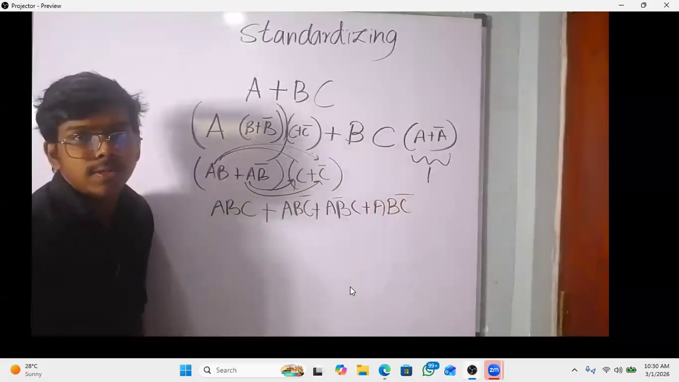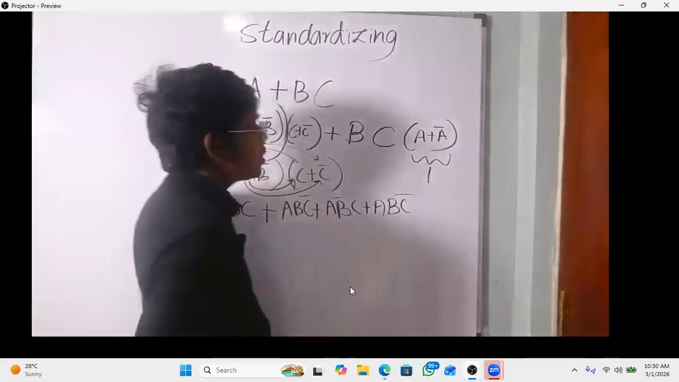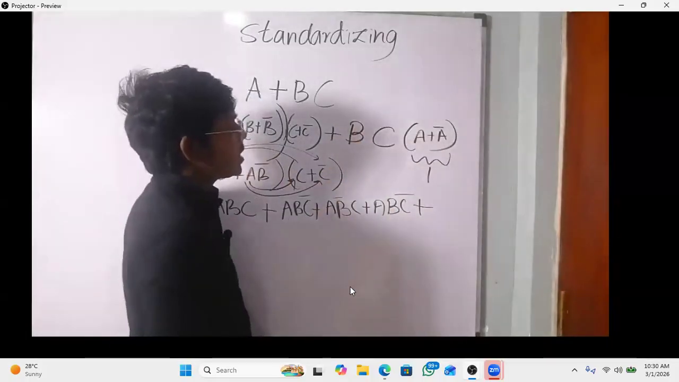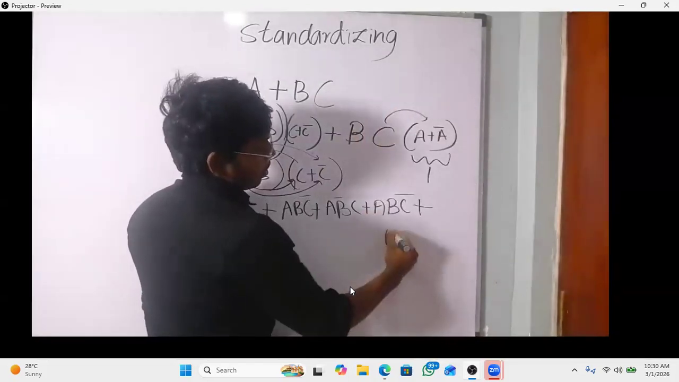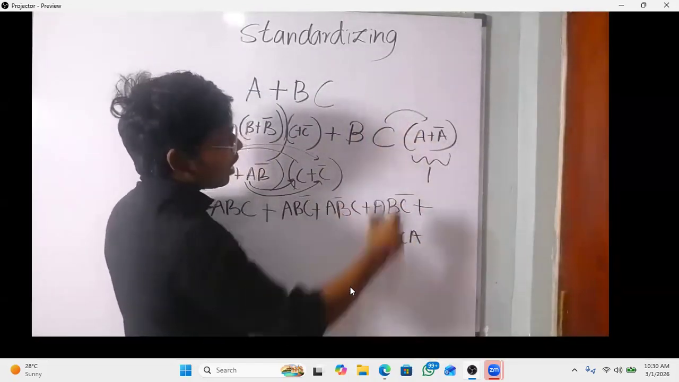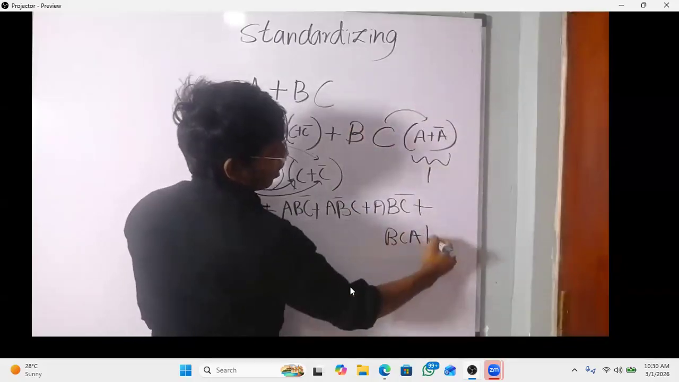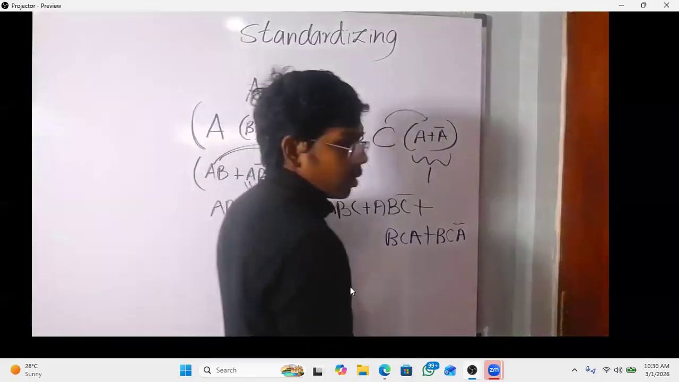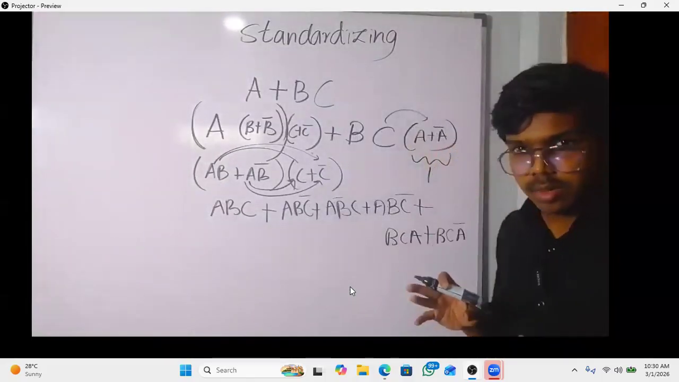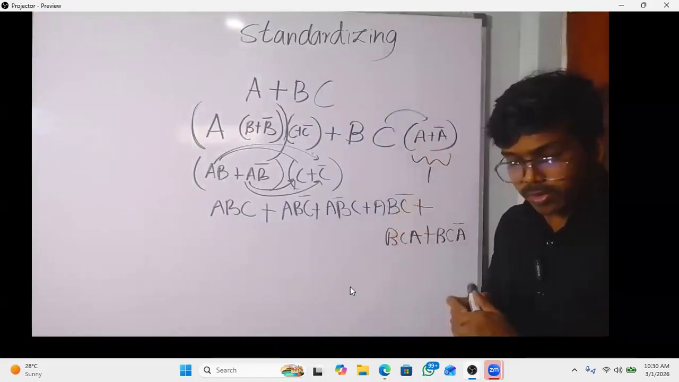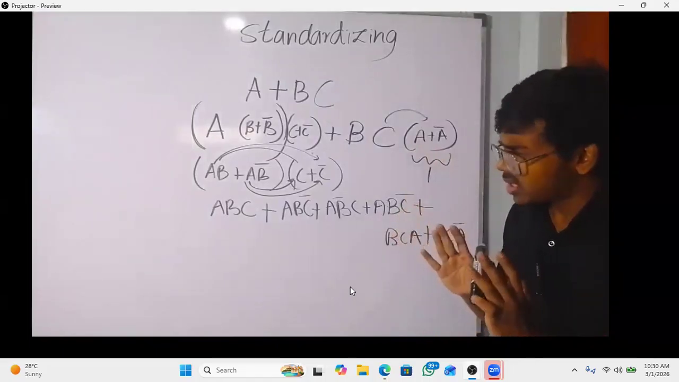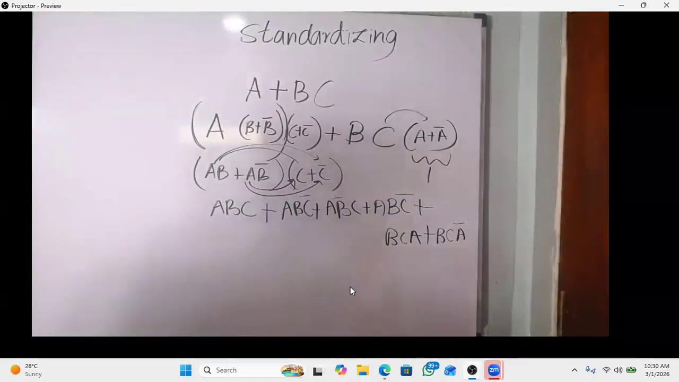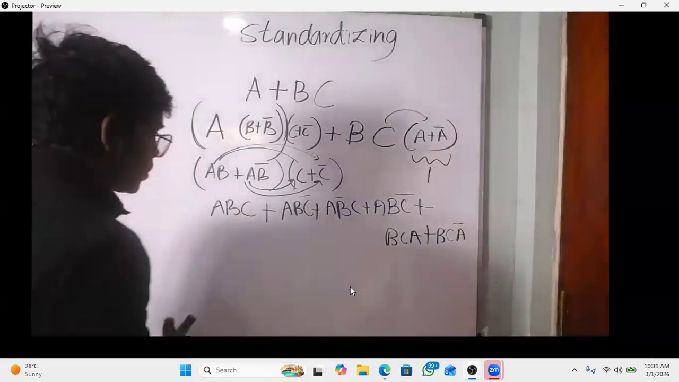Clear? Is it clear? And now this side also the same way. Plus, I will write here BC plus BC into A, BCA. Now here only one term, it's easy. BC into A bar, BCA bar. That's it. Now, most of the repeating terms are already cancelled. So here this is the simplest method to do this. You can cut the repeated terms if you have them.